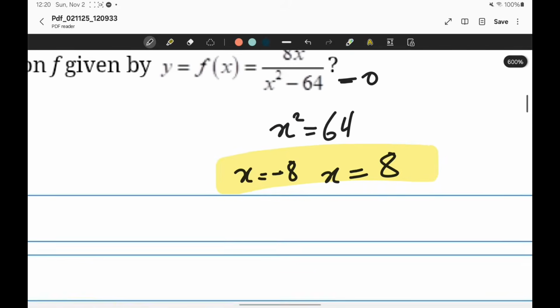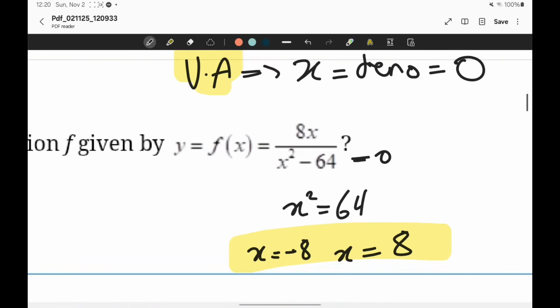So here we look at our equation. We could see that here it's 1 and here it's 2. 2 is bigger than 1, so that means it's bottom heavy. So that means our horizontal asymptote is y equals 0.